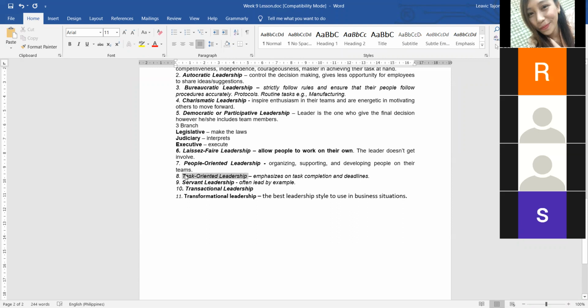Another is the task-oriented leadership. So this emphasizes on task completion and deadline, no? Or from the words task-oriented, nag-focus yun siya sa task mismo. Kanus ang mahuman, no? Kanus ang deadline, no? So very, very focused siya.